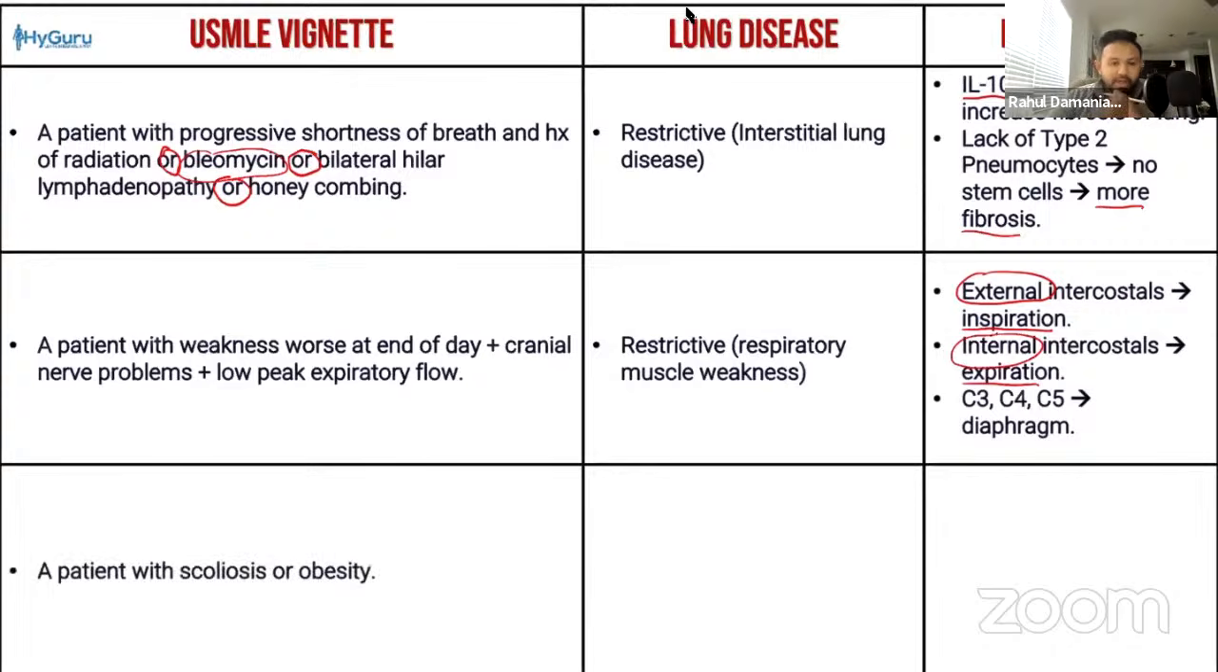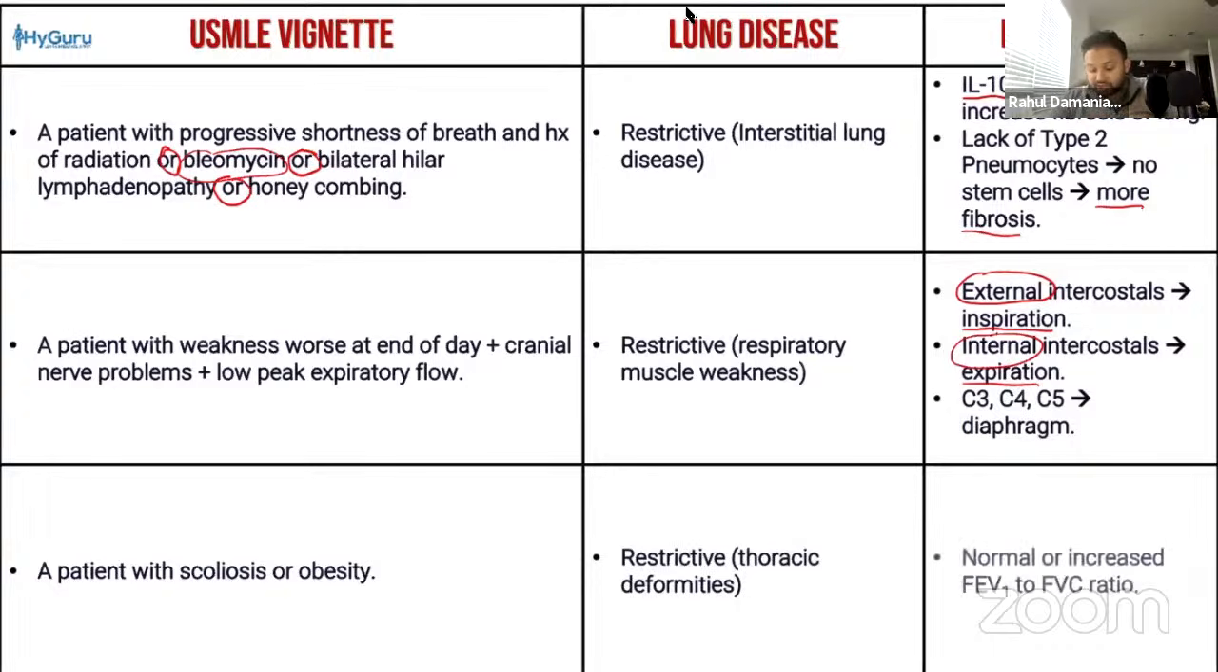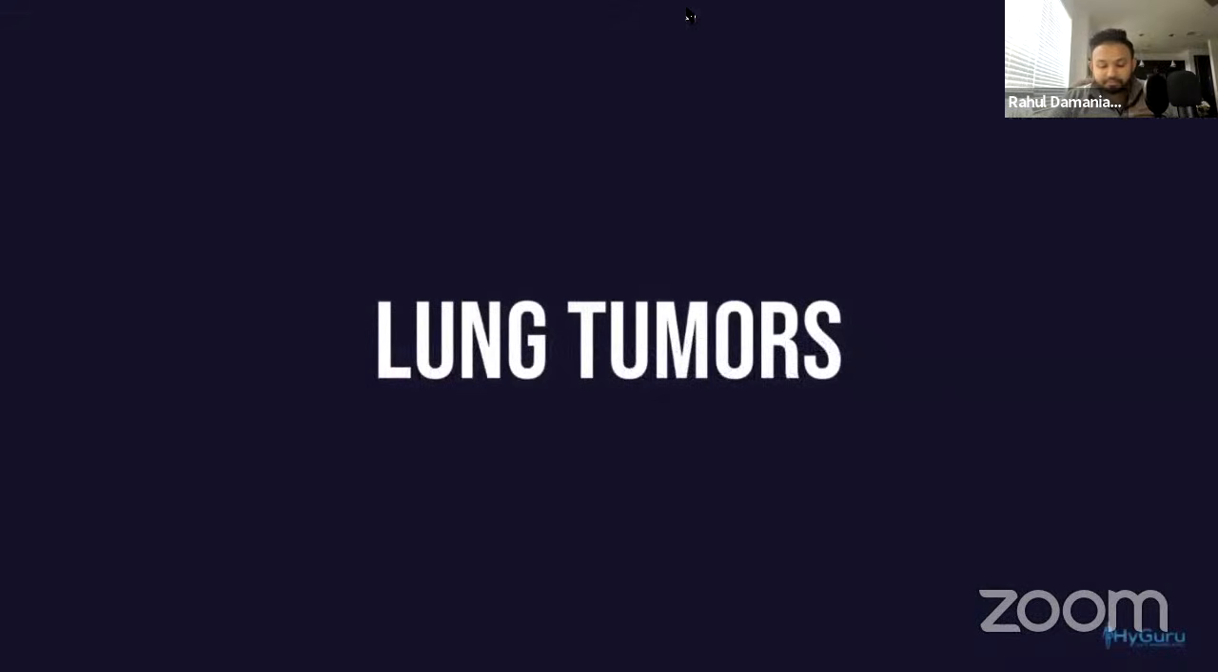Finally, we're going to be talking about a patient with obesity or scoliosis. We already talked about this question, but remember that thoracic deformities can cause a restrictive lung disease. And in restrictive lung disease in general, you have a normal to slightly increased FEV1 to FVC ratio, and that is primarily because your FVC tanks more than your FEV1.